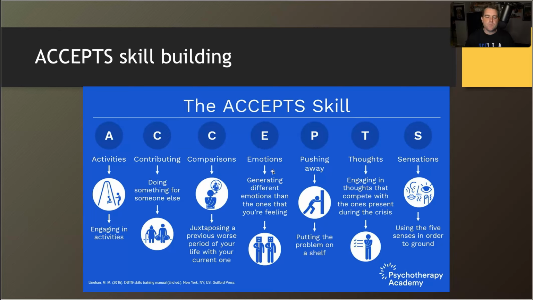Pushing away, so in other words, compartmentalizing, so taking this emotion and just kind of putting it on a shelf. We're not ignoring it because we have to make space for it on our little shelf, but can we keep it in a container and for later use? Thoughts, so engaging in thoughts that compete with the present ones, so again, that kind of opposite action type of thing. And then sensation, so grounding sensations.